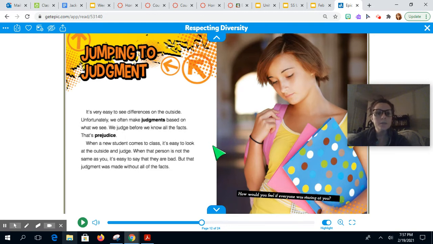Jumping to judgment. It's very easy to see differences on the outside. Unfortunately, we often make judgments based on what we see. We judge before we know all the facts. That's prejudice. When a new student comes to class, it's easy to look at the outside and judge. When the person is not the same as you, it's easy to say that they are bad. But that judgment was made without all of the facts. How would you feel if everyone was staring at you?